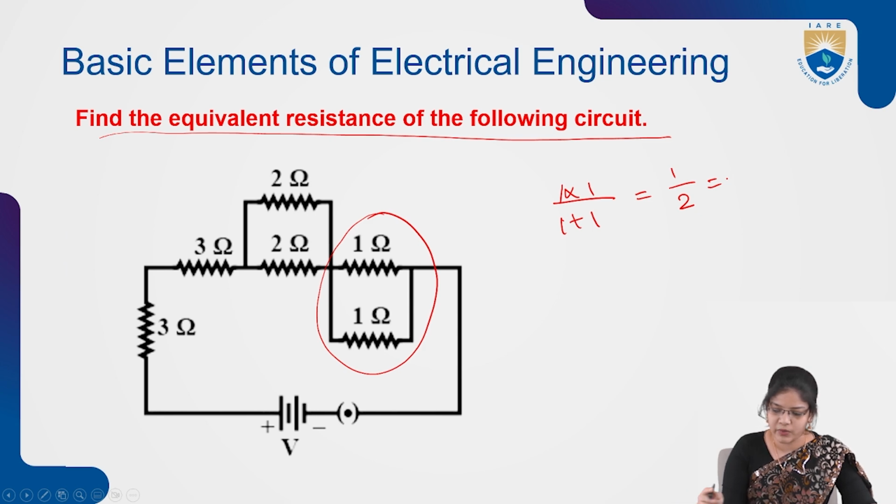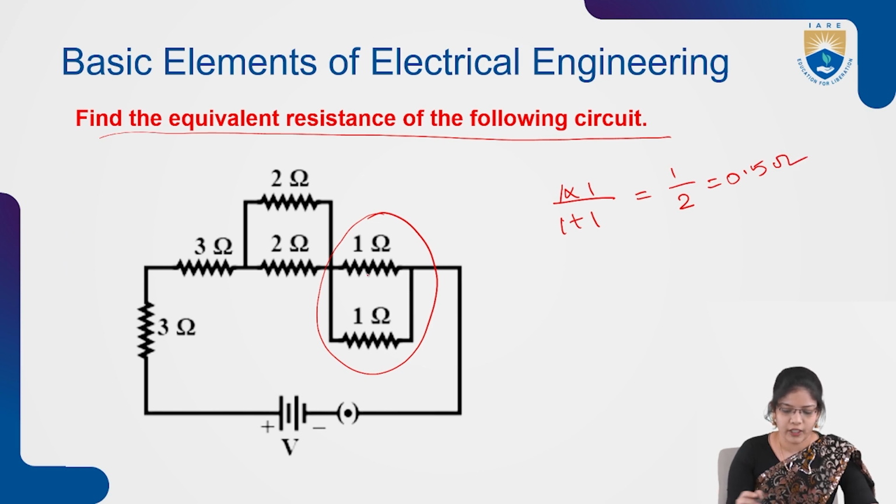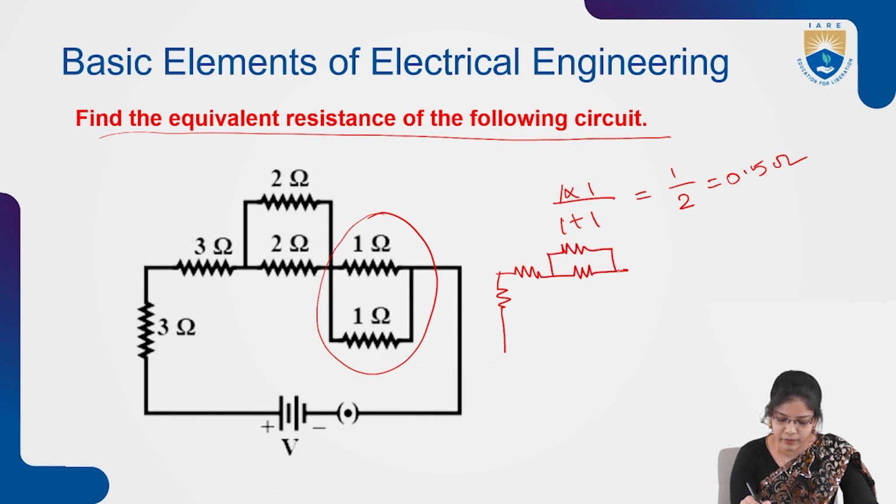The resistance will be taken as 0.5 ohms. So after reducing this circuit, we have to redraw the circuit again, which can be redrawn as, so the resistances here will be as it is, and the resistances here will be connected in parallel. And after reducing this parallel circuit, we'll get a single resistance which is of 0.5 ohms.